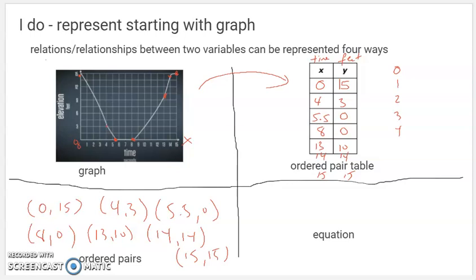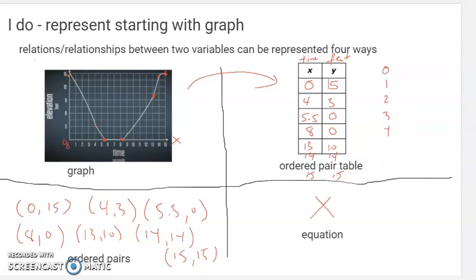The last way you're going to often be working with relations is from an equation. We're not going to deal with that right now. We're going to save that for later, but just know that is a common way to do it too. We're not ready for that yet. So let's start with a graph.